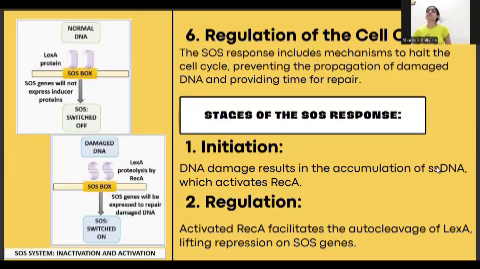So we begin with the sixth point, regulation of the cell cycle. The SOS response includes mechanisms to halt the cell cycle, preventing the propagation of damaged DNA and providing time for repair. We can see in the image described beside, showing the normal DNA strand, the SOS box which is involved, SOS switched off part of the DNA, damaged DNA which gets repaired, and the site at which the SOS response gets switched on.